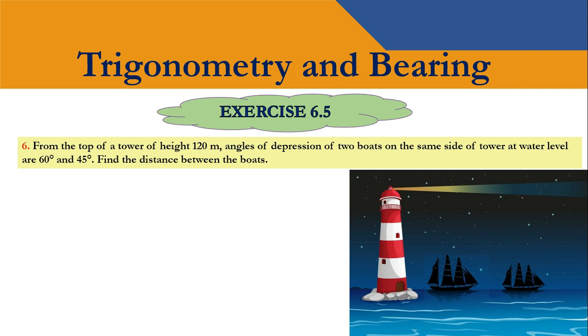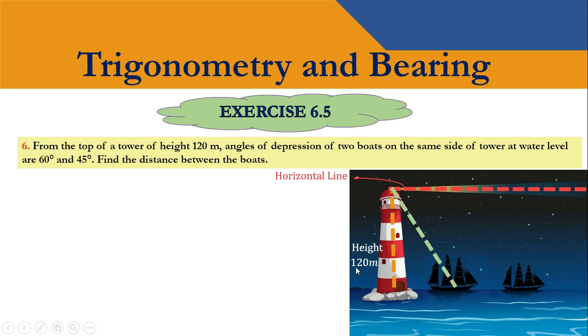Now moving on to question number 6. From the top of a tower of height 120 meters, this is the horizontal line. The angles of depression of two boats on the same side of the tower at water level are 60 degrees and 45 degrees. So from the horizontal line we will construct our angles of depression.